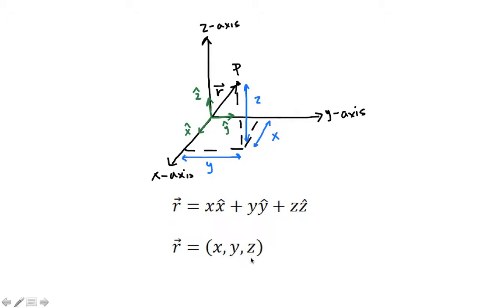The magnitude of our displacement vector, little r, is given by the Pythagorean theorem in Cartesian coordinates, such that it is the square root of x squared plus y squared plus z squared.